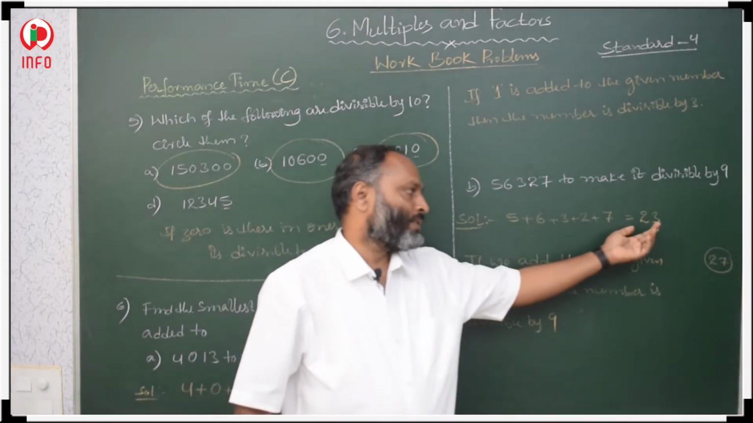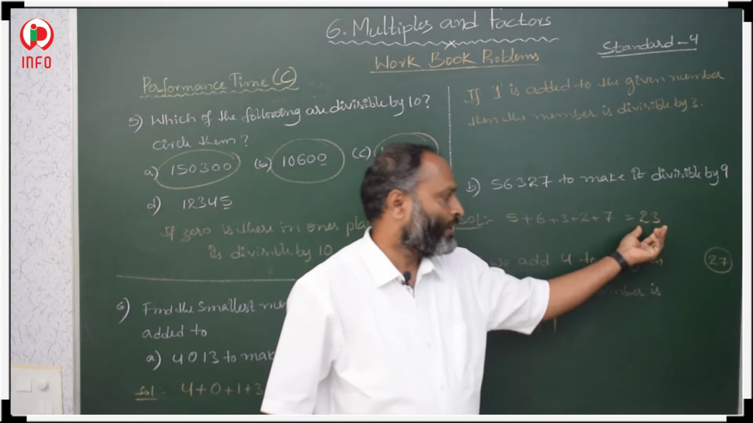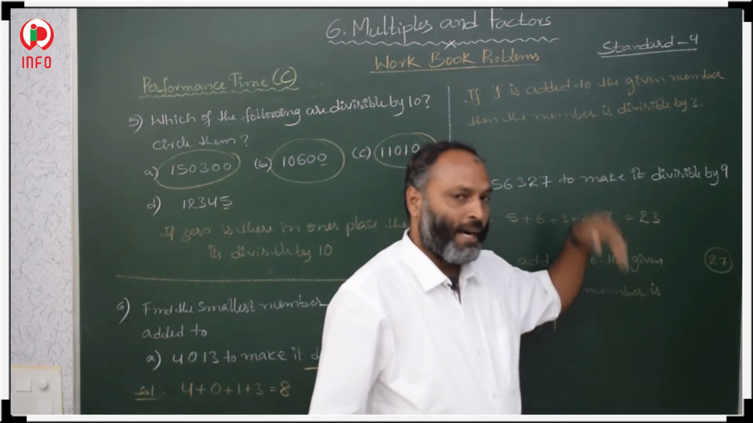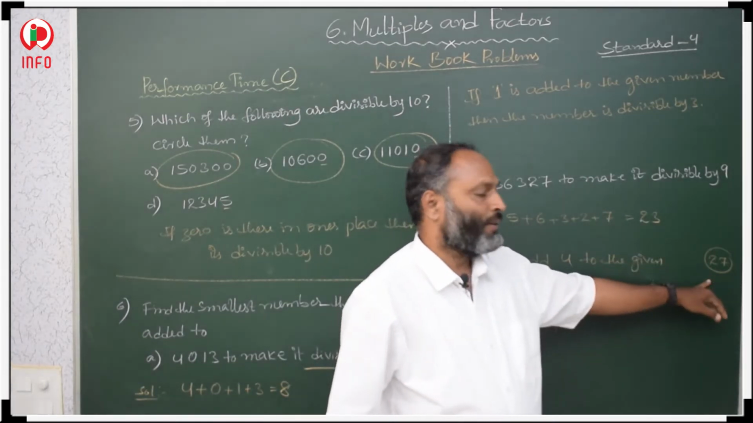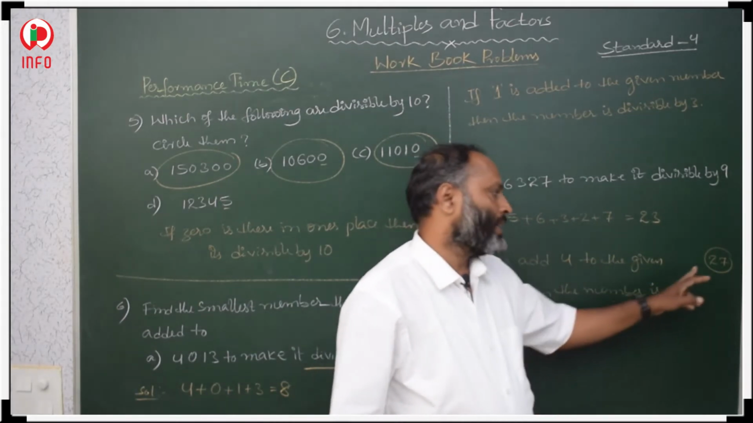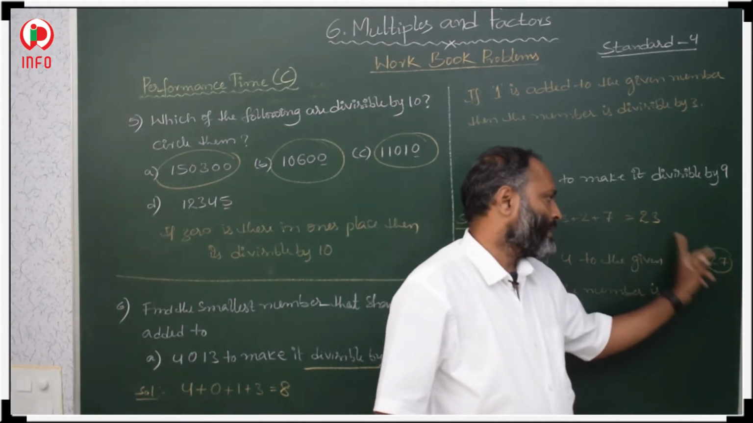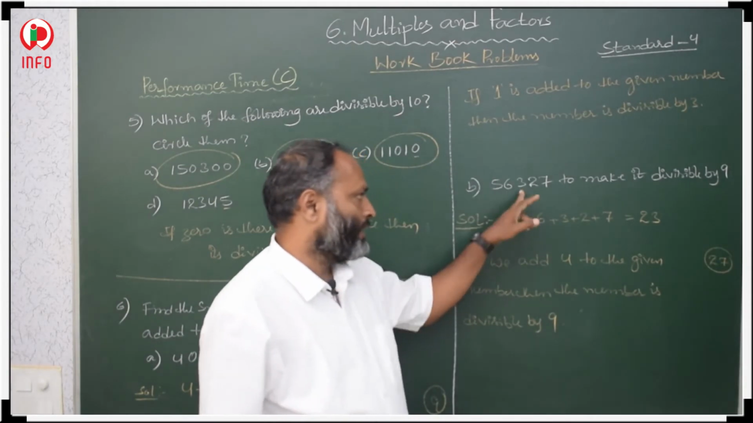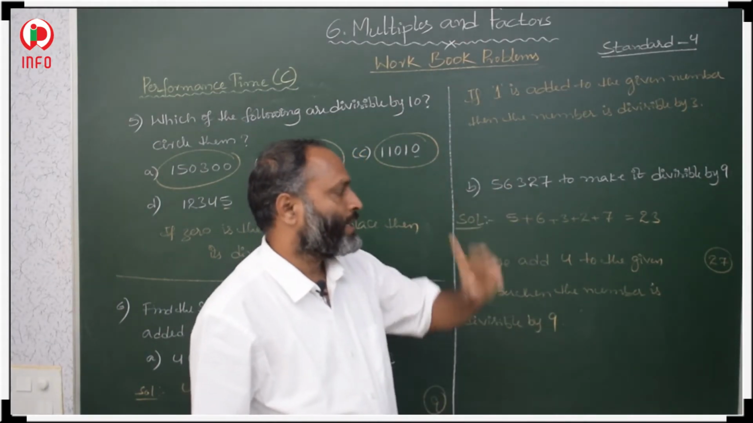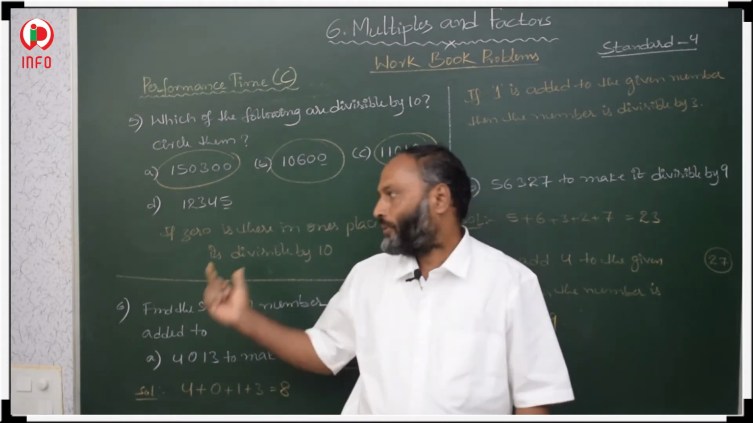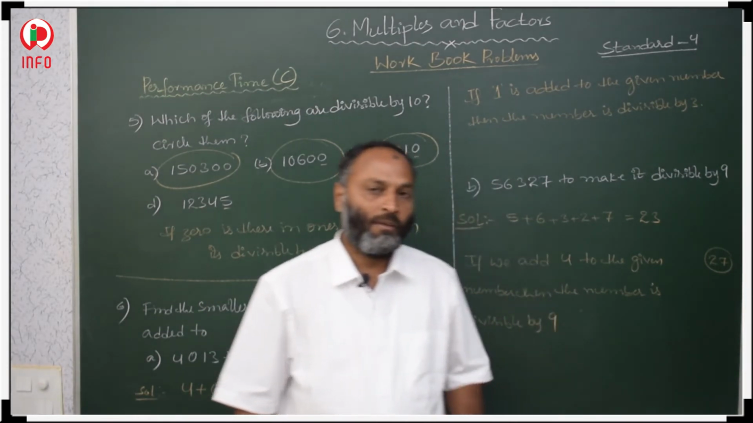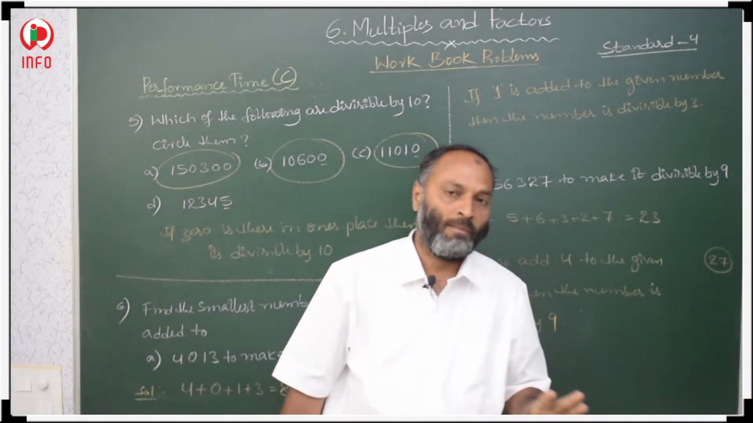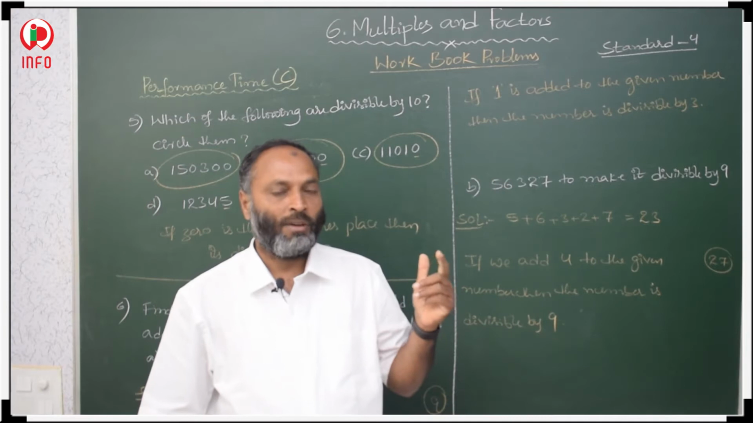Then 23 is not there in the 9 table, but 27 is there. Don't take a lesser value. Why? Because we are adding, so we have to check in the 9 table for values more than 23. 9 threes are 27. Then how much gap is there between these? 4. It means if we add 4 to the given number, then the number is divisible by 9. For 3 also it is the same. In this way we have to do it for 3 and 9, no change. So 2, 5 and everything we did.